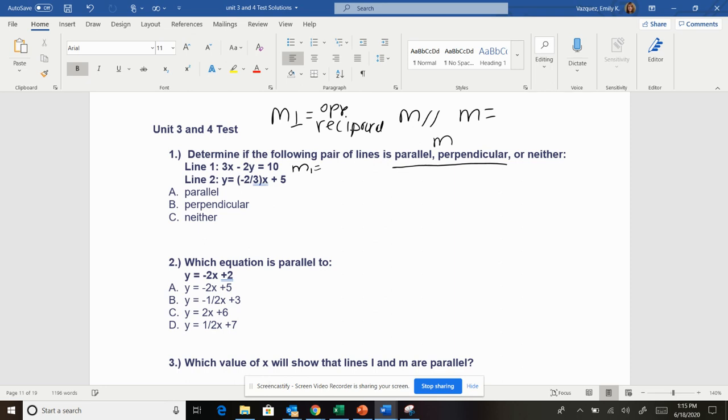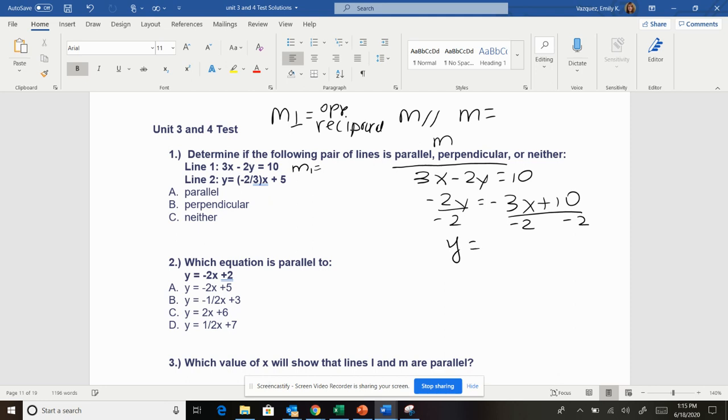So for line 1, my slope is not necessarily there right away. So some of you might have put 3 as the answer. You got to do a little bit more work to get your slope on the first line. What you need to do is you need to get it in y equals mx plus b form. So here's my 3x minus 2y equals 10. And in order to get it in slope-intercept form, all I need to do is solve for y. So I'm going to go ahead and move my 3x over to the other side by subtracting 3x on both sides. And then I'm going to divide everything by negative 2.